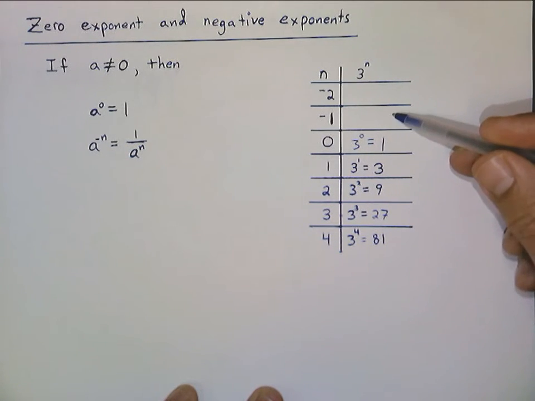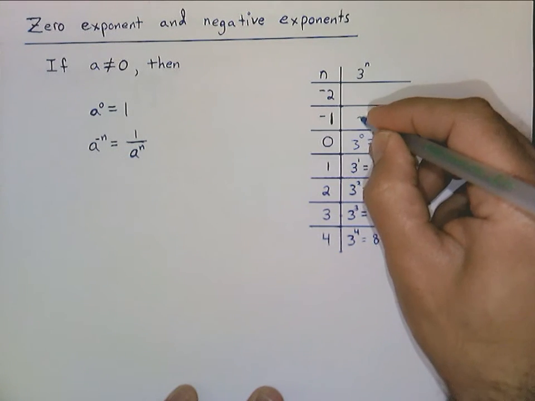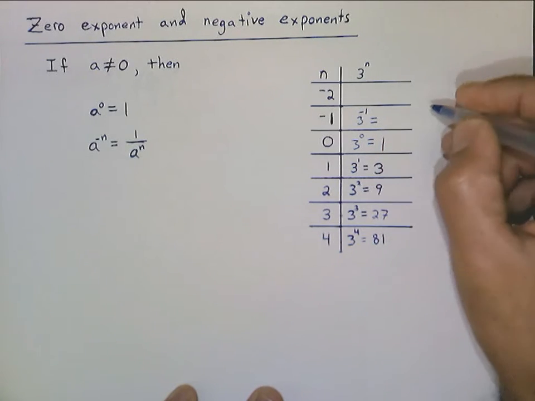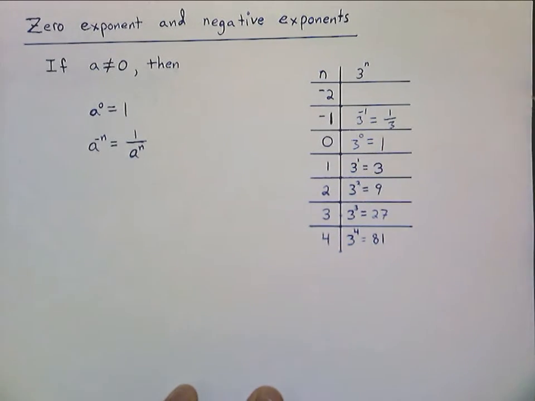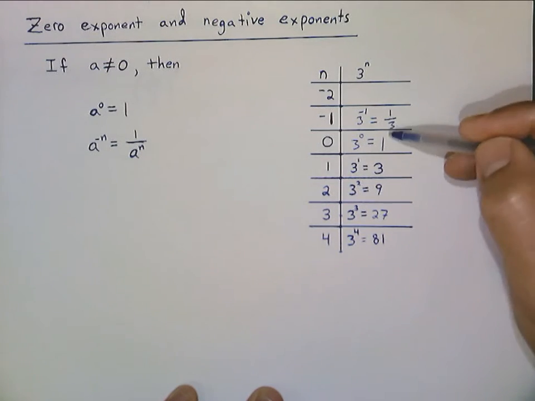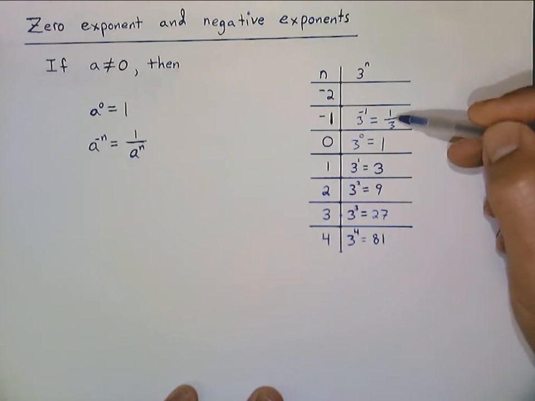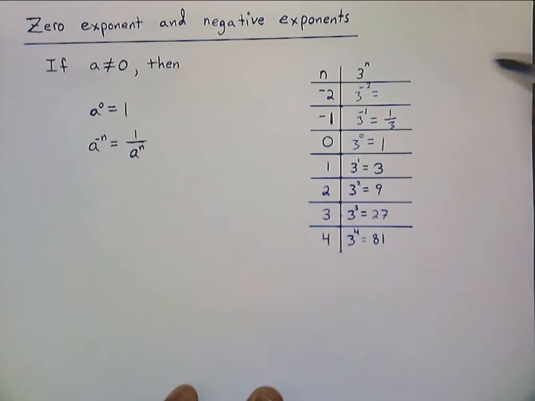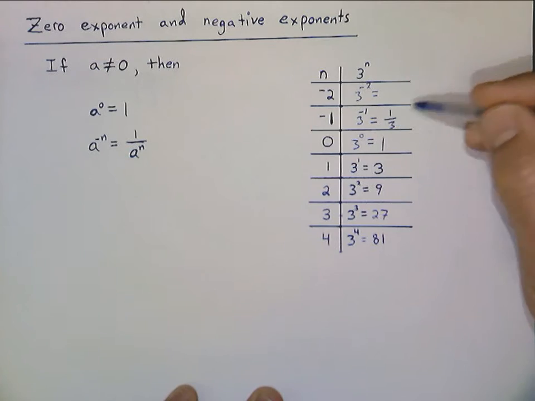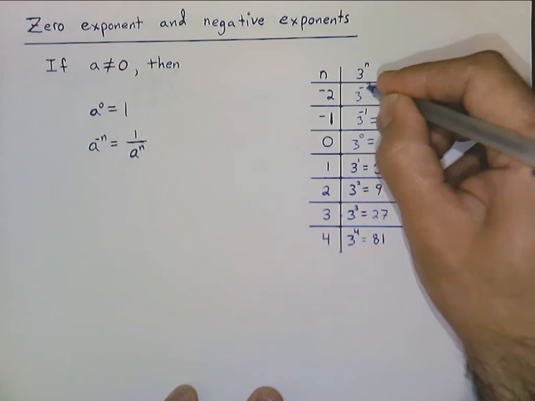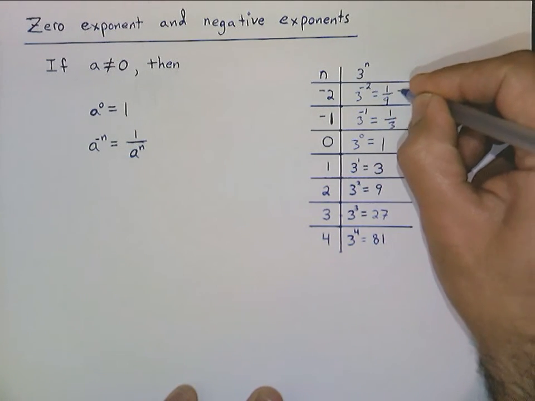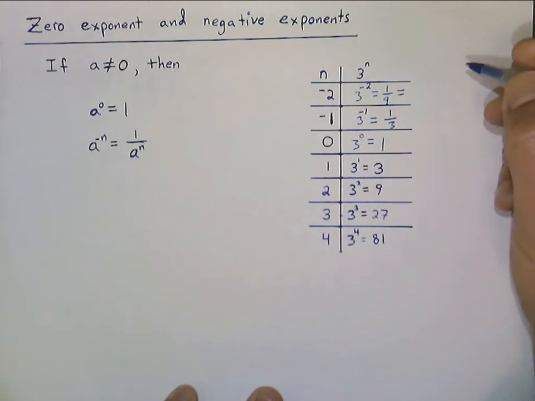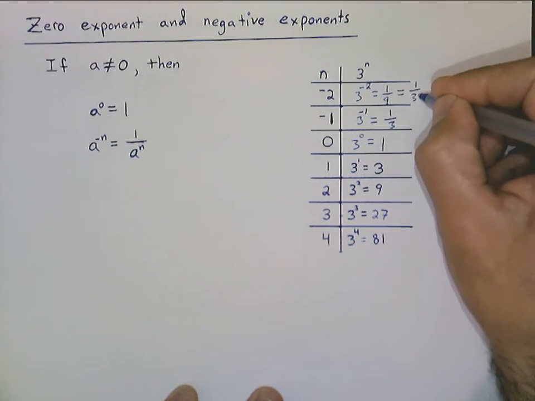Going back one more, if we divide by 3 again in this direction, we see that 3 to the power of negative 1 is equal to 1/3. We just divide this 1 by 3, and there we go. Going back again, following the same pattern, we see that 3 to the power of negative 2, well, we divide 1/3 by 3. 1/3 divided by 3 is, of course, 1/9. But since 9 is 3 squared, we could rewrite it that way, 1 over 3 squared.